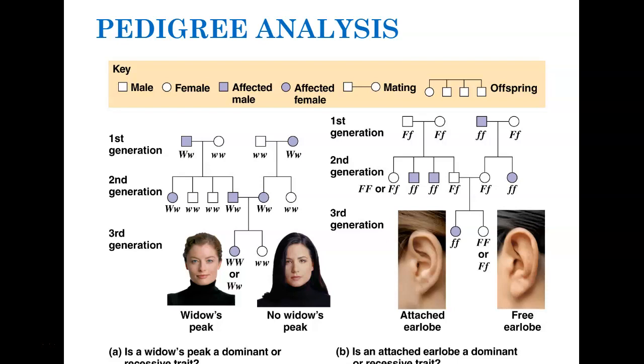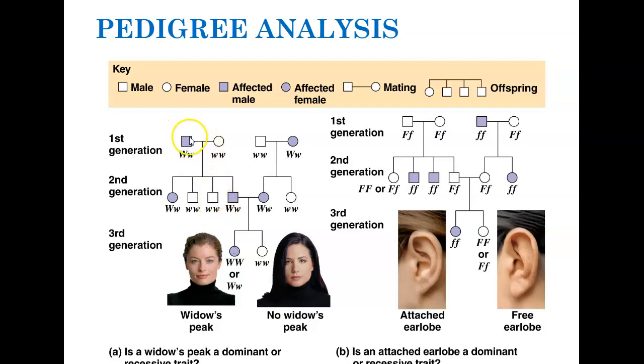So when we're doing a pedigree analysis, we can really look at certain traits. One of them is a widow's peak. Another one could be whether you have a free or attached earlobe. So on the left, is a widow's peak dominant or recessive? Well, based on this, it is actually a dominant trait.